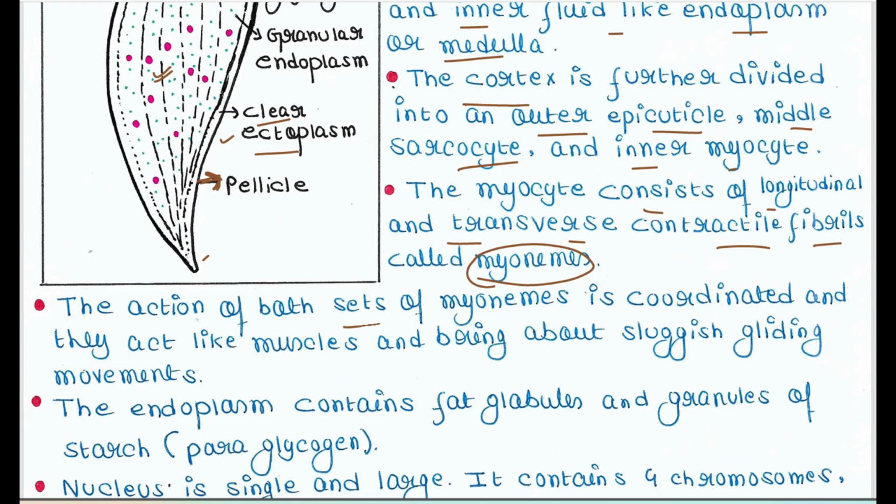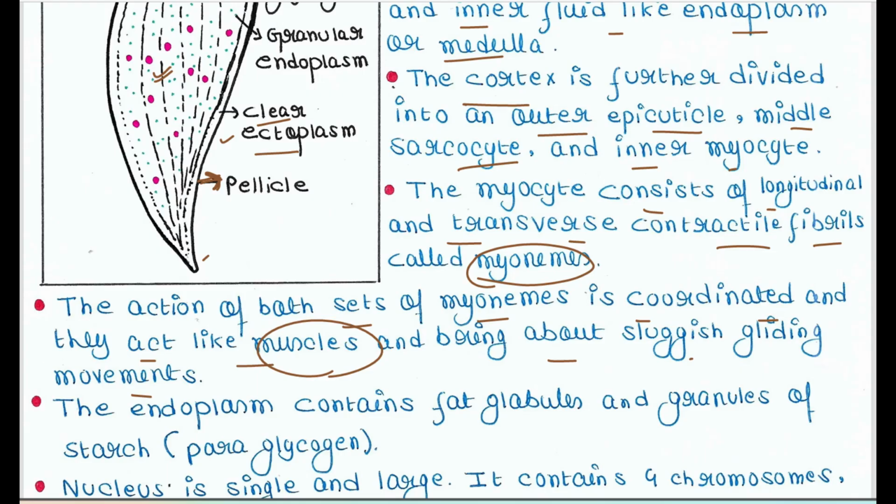The action of both sets of myonemes is coordinated and they act like muscles and bring about sluggish gliding movement. So the movement of the animal is performed by myonemes, and myonemes are muscle-like structures.